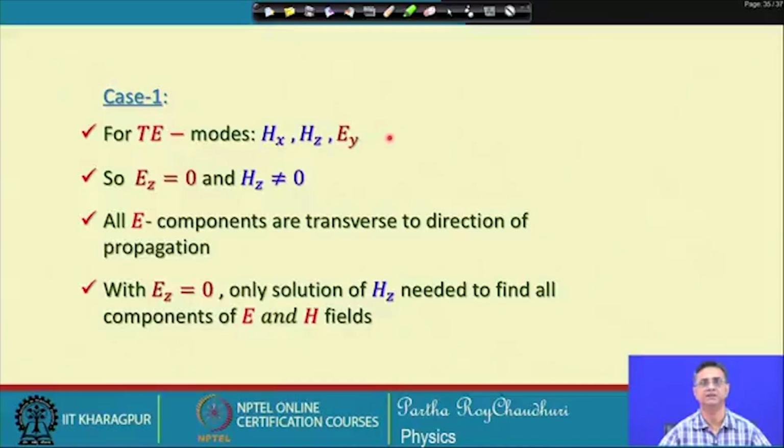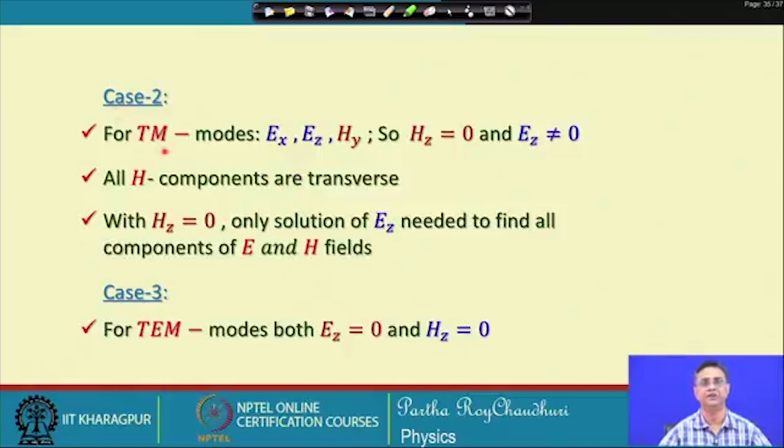You can look at these components which constitute the TE modes. Here Ez is missing, that means Ez equal to 0, but Hz is not equal to 0. That means all E components are transverse to the direction of propagation. So, just from the knowledge of Hz, you can calculate Hx, Hz and Ey. With Ez equal to 0, only the solution of Hz is needed to find all the components of the E and H fields. That is what I have just mentioned.